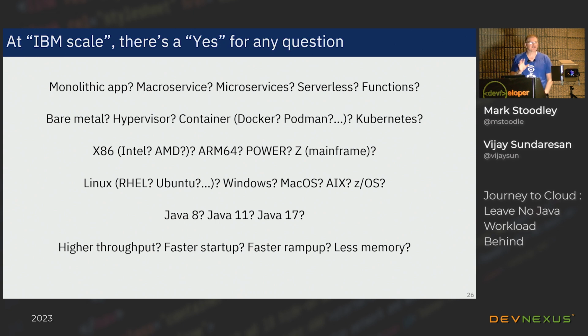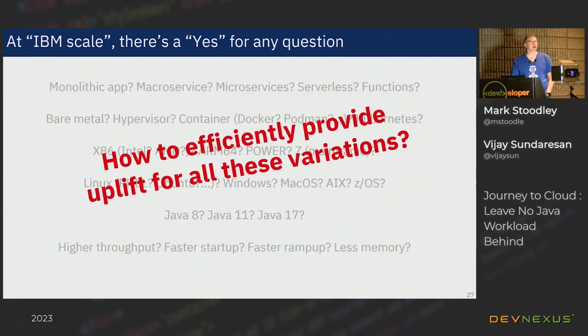we have a strategy that we've been investing in for a number of years to try to avoid that pain. In this talk, we're going to talk about how we efficiently provide uplift for all of these different variations. The benefit of our team providing uplift for all of these applications is that all of the products and services and our customers' code that works on top of it only have to focus on their business problems. They don't necessarily have to focus on the performance issues of the Java runtime itself.